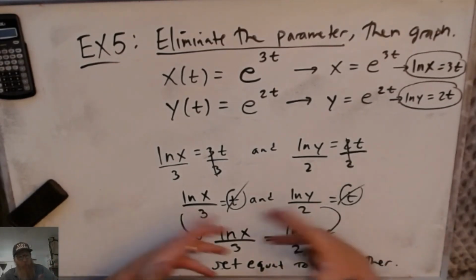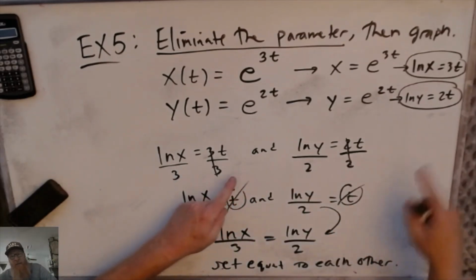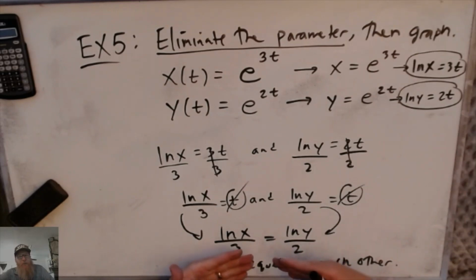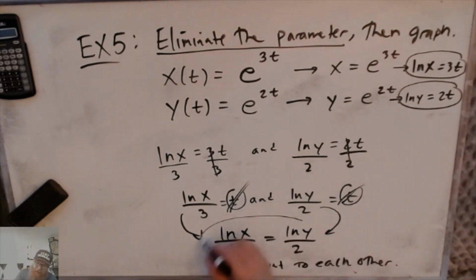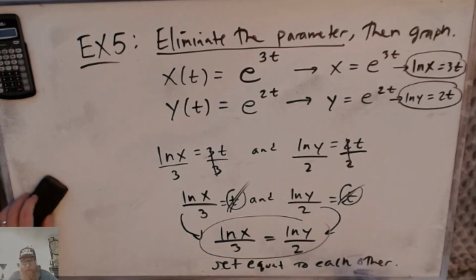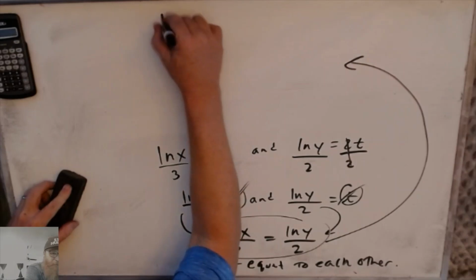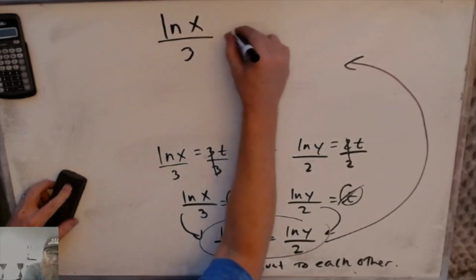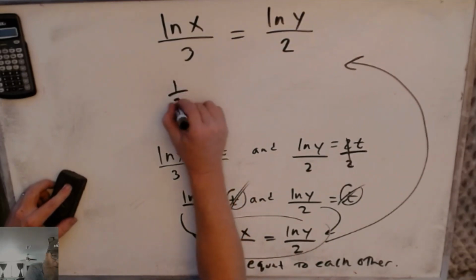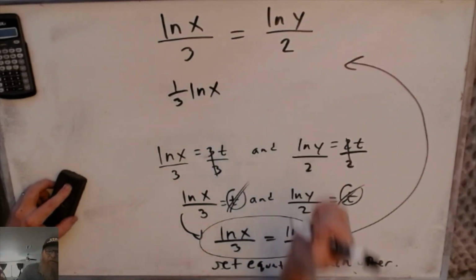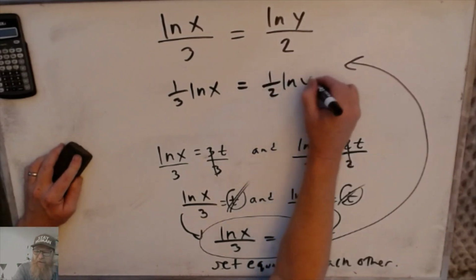That's another form of substitution. If this equals t and that equals t, then those have to equal each other. So you've now eliminated the parameter. Now you want to simplify this equation. ln of x over 3 and ln of y over 2 is the same as 1/3 ln of x and 1/2 ln of y.